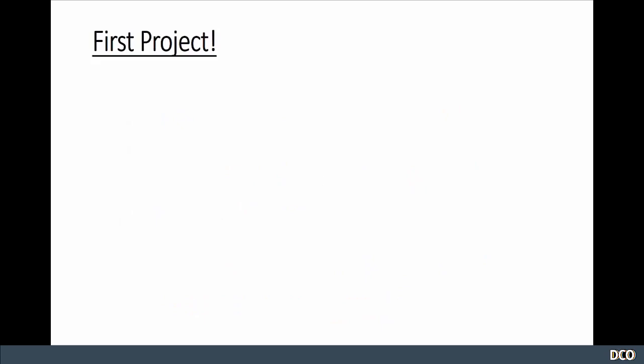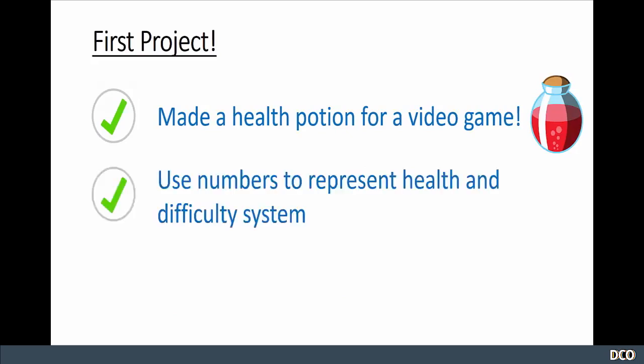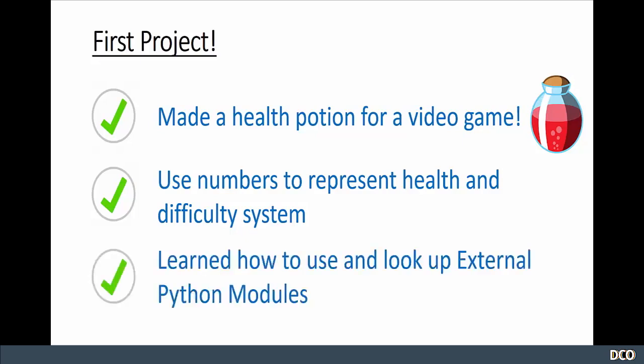Our project was to use everything we know so far about variables and numbers to make a health potion functionality for a video game. In this project, we learned how numbers are used in programs to represent real-life concepts such as health and difficulty. We also learned how to import external Python modules into our code for added functionality using the import keyword. We used Python's random module to help us make a random number generator. We also learned how to cast variables from different types, particularly from a float into an integer.